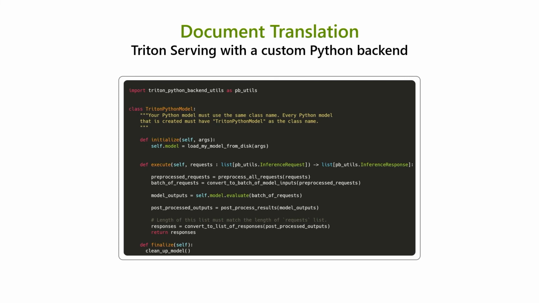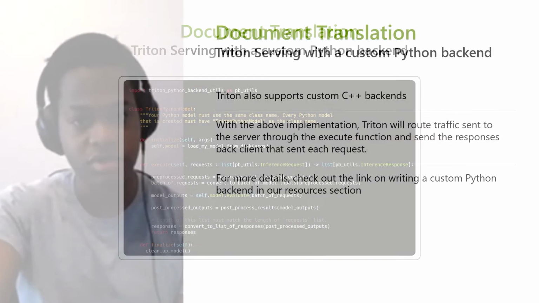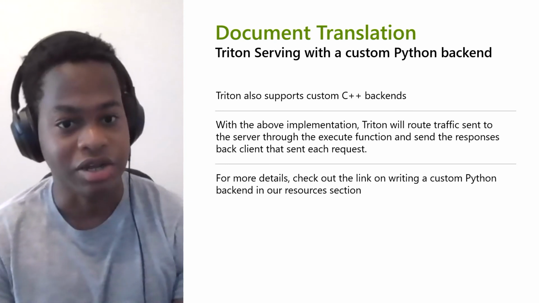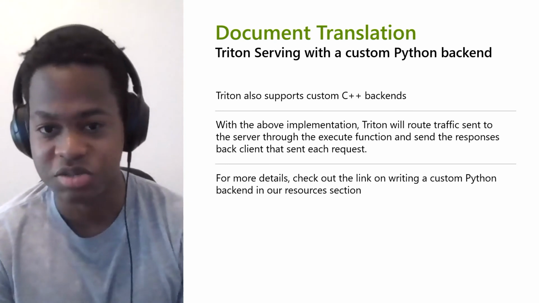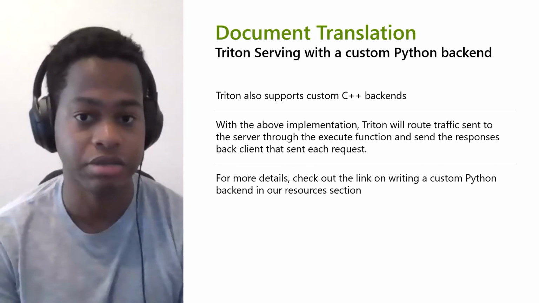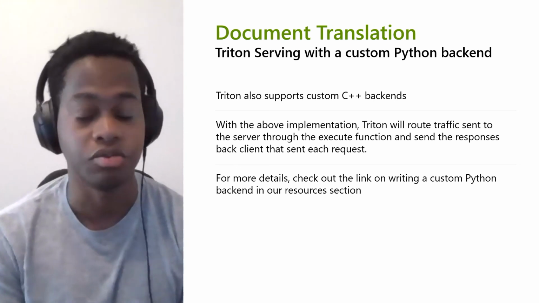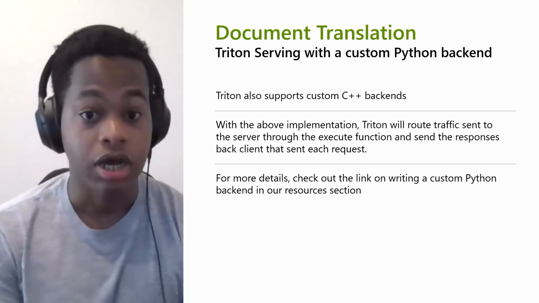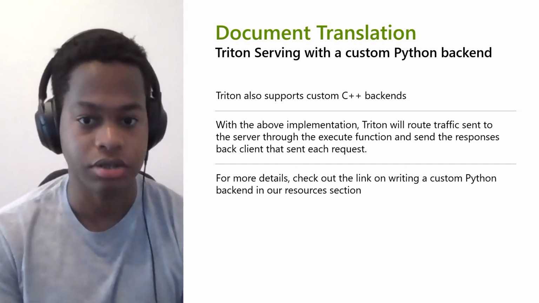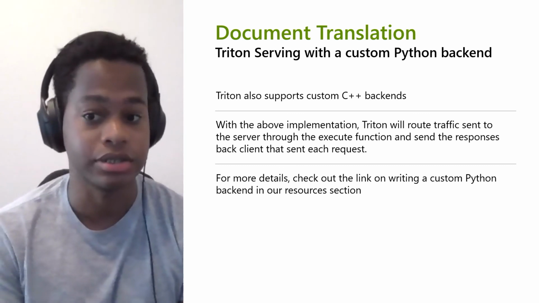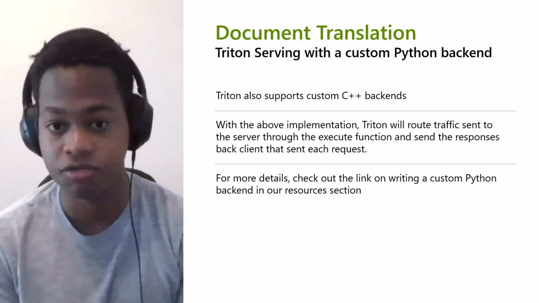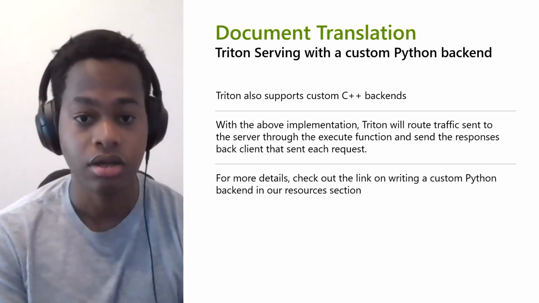And as a final step, there's a finalize function where you free up any model resources that the model may be occupying on CPU or GPU. And with that, I also would like to note that Triton also supports C++ backends. We chose the Python custom backend because it was simpler to implement, and we had access to more libraries to do pre and post processing. For more details here, please check out the section in the resources about writing a custom Python backend in Triton. There's also a link for writing C++ backends if that's what you're interested in.